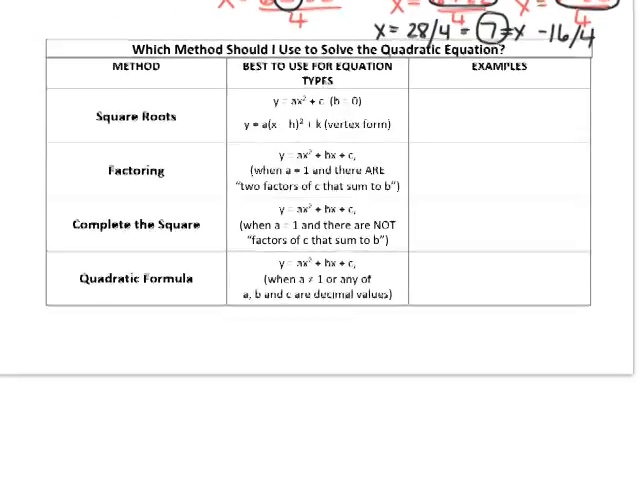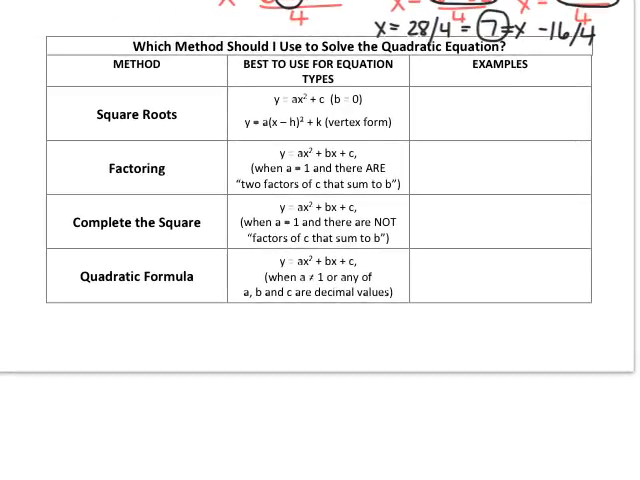Now here's a little table that shows you when you should use which method. When should we use square roots? Well, there's a couple of times where you're going to use this. It's going to be where you do not have a b value, okay? That's one of the places that you're going to want to use it, or if you have something in vertex form. So let me give you an example of a time where there is no b value.